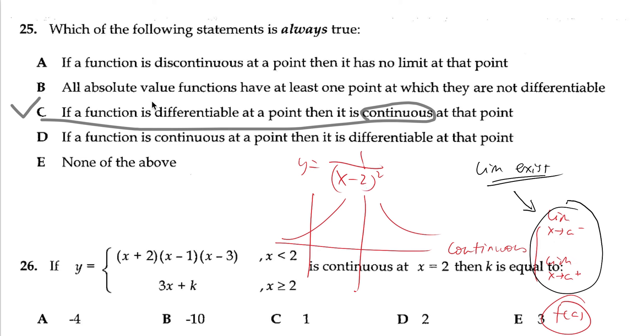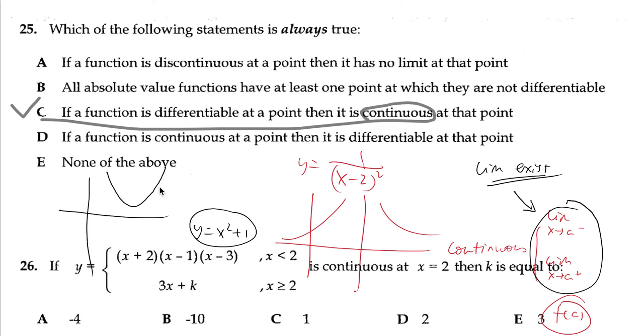B says all absolute value functions have at least one point which is not differentiable. We talked about this before. If the original function goes below the x-axis, then the absolute value function will have at least one point which is not differentiable. However, if the original function is already above the x-axis, something like y equals x squared plus 1, then there's nothing below the x-axis, so you don't need to do any flip, and it's always differentiable.